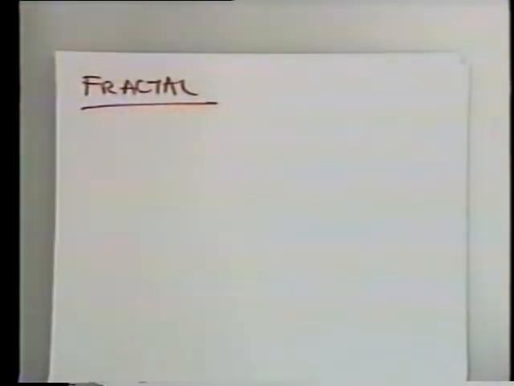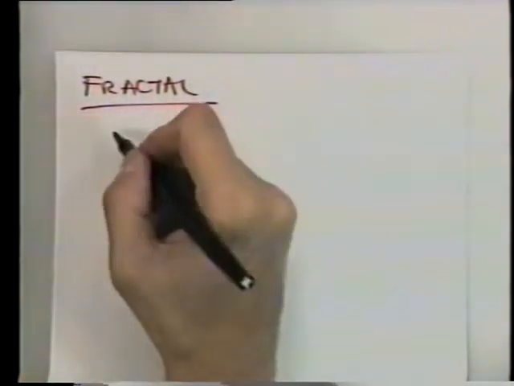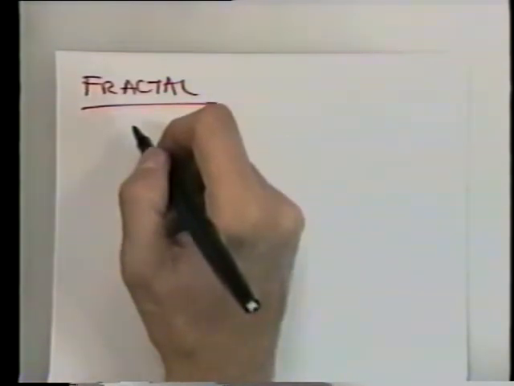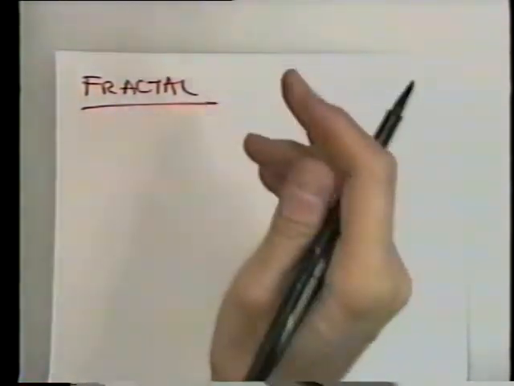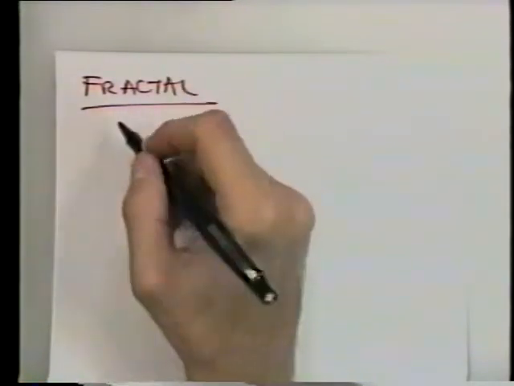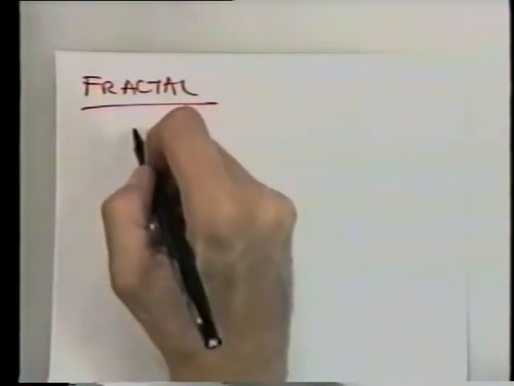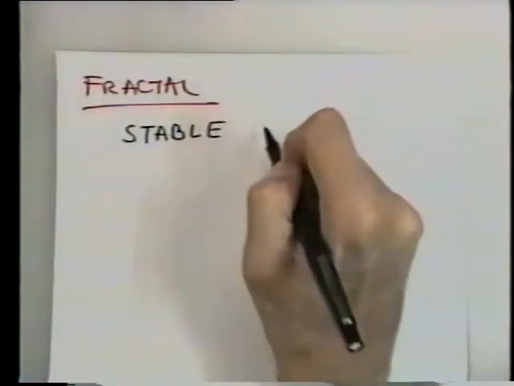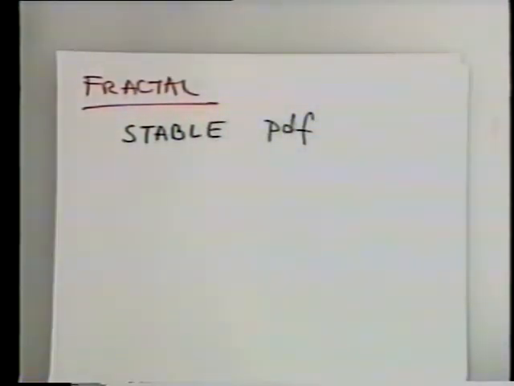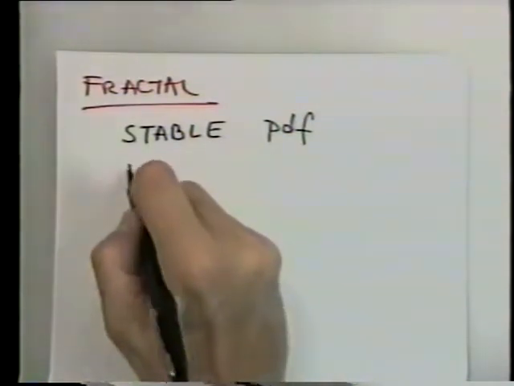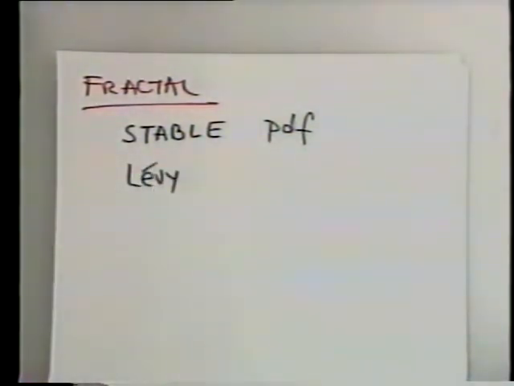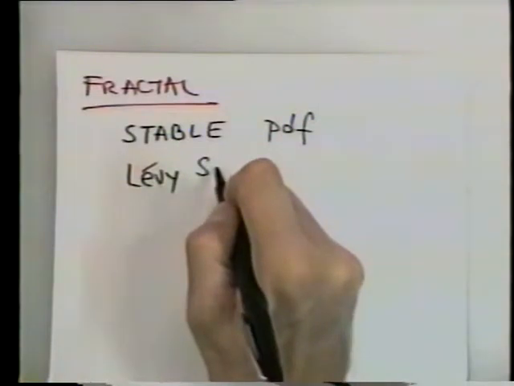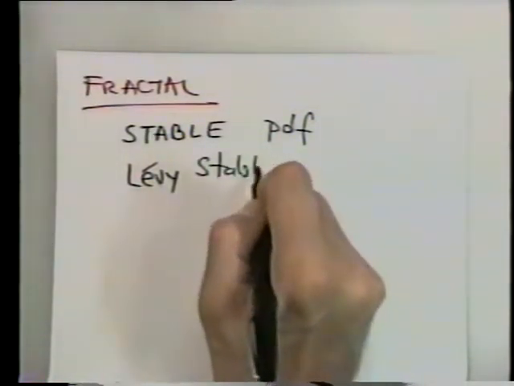Another word I could use to describe distributions like this, and I'm blocking on the author of the book, but it's a very famous two-volume series of probability books. Another word to describe these distributions is to call them stable probability density functions. And a French mathematician, Lévy, worked on these in the 1920s, and sometimes these are known as Lévy stable distributions.